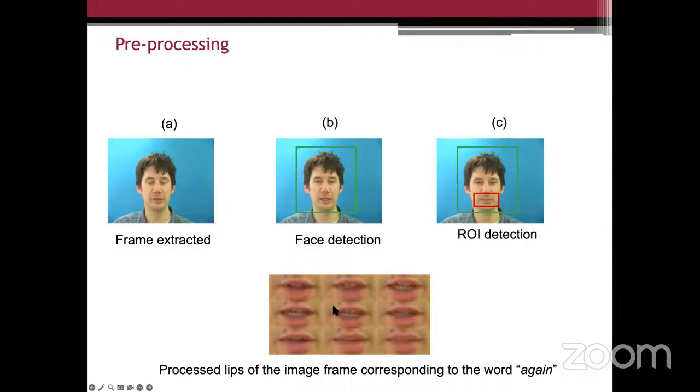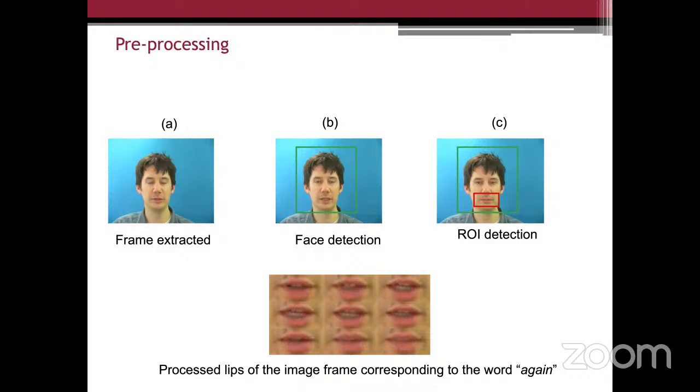But in the processing, the main task is to take the lips easily. So starting from the video, firstly, a frame is extracted. Remember, each second has 30 frames. So we have to take a frame and then develop an algorithm to detect the face. And after, with the face frame, we have to find the lips, only the lips area, and get them in order to have a sequence of movement corresponding to each word.